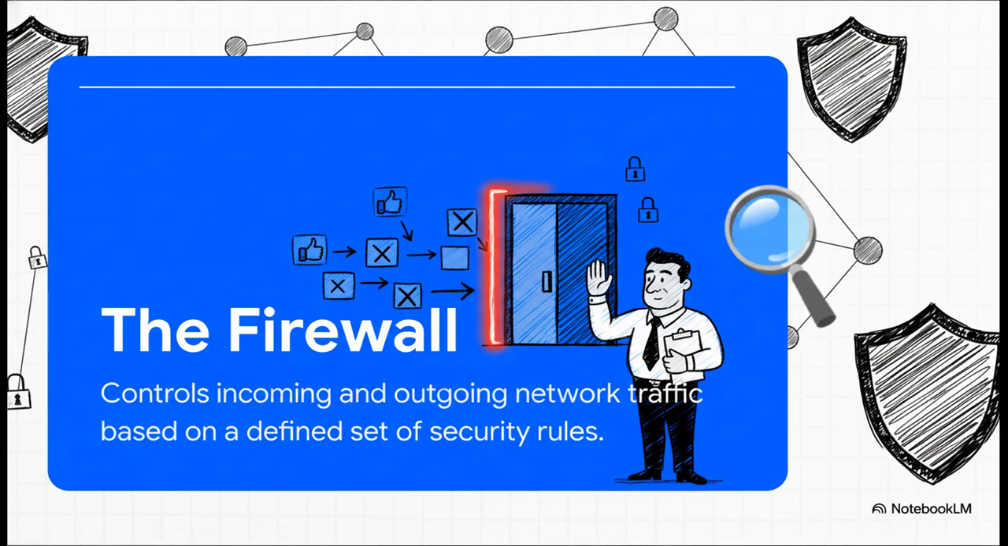The best way to think about it is like a bouncer at a club. It stands at the door to your internet connection and it checks the ID of all the data trying to get in or out. If anything looks suspicious or if it's not on the guest list, it gets blocked. It's a simple idea, but it's your first line of defense against all sorts of threats.